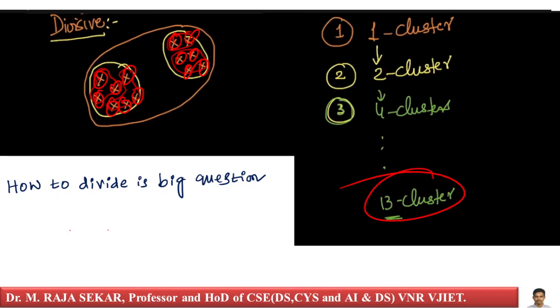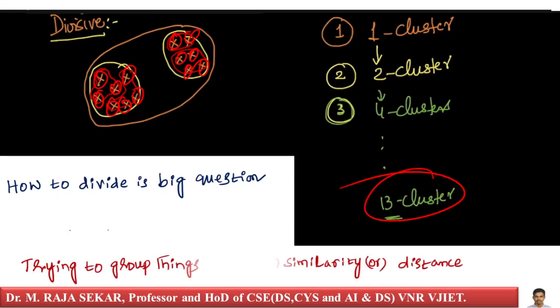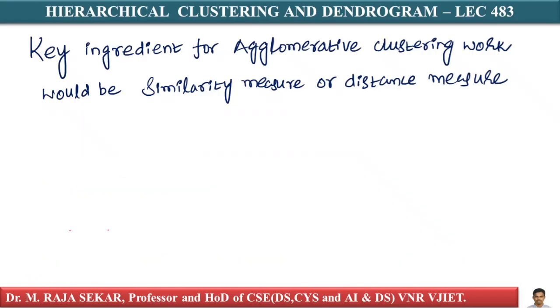Now you understand why it is called hierarchical clustering, because if you think about it, there is a hierarchy. But remember the key ingredient for agglomerative clustering: trying to group things based on similarity or distance. That is one important point. The key ingredient for agglomerative clustering would be a similarity measure or distance measure between not just points, but between clusters.